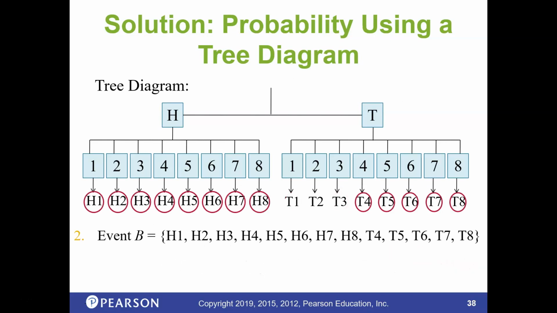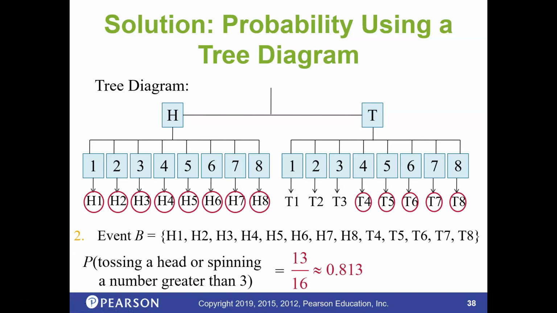Okay. If we spin heads or a number greater than 3, then we have all of these tails in the sample space as well. T4, T5, T6. We have all of them, right? And we don't want to repeat any. I have the 4, 5, 6, 7, 8 over here with the head. So this is my whole entire sample space. That's the probability that it would happen. Looks like it's 13 out of 16.